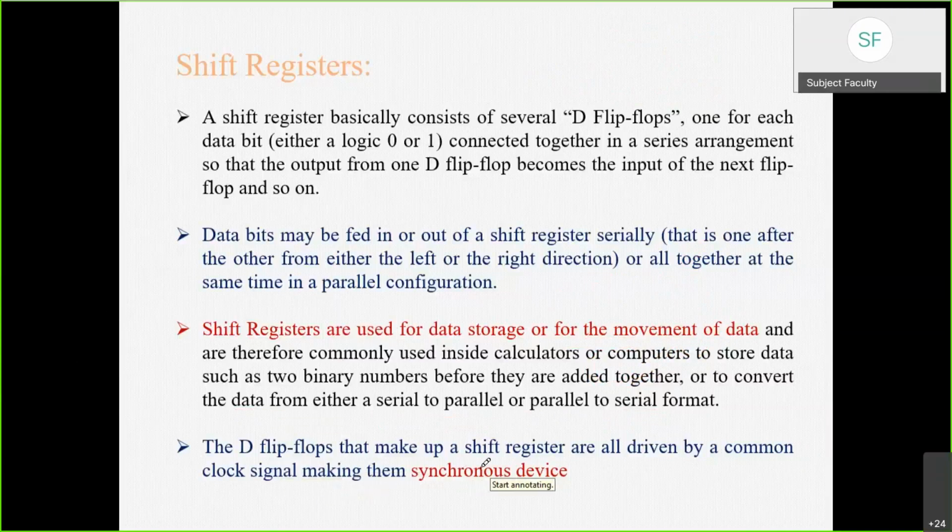Now, the D flip-flops that make your shift register are all driven by the common clock signal, making the shift register a synchronous device. Okay, so right at the starting of the asynchronous counter, we have seen the difference between asynchronous and synchronous, and the difference was whether there is a counter or there is a shift register. In that, what will be the basic unit? Basic unit will be flip-flop. Okay, so your circuit will be called asynchronous or synchronous depending on how you are applying the clock pulse.